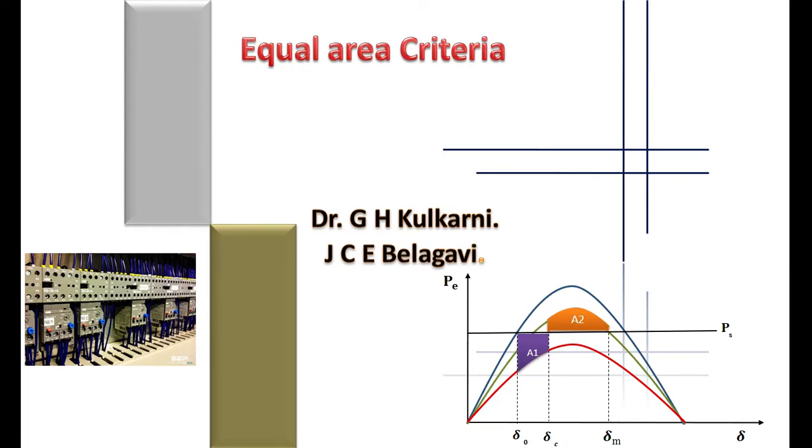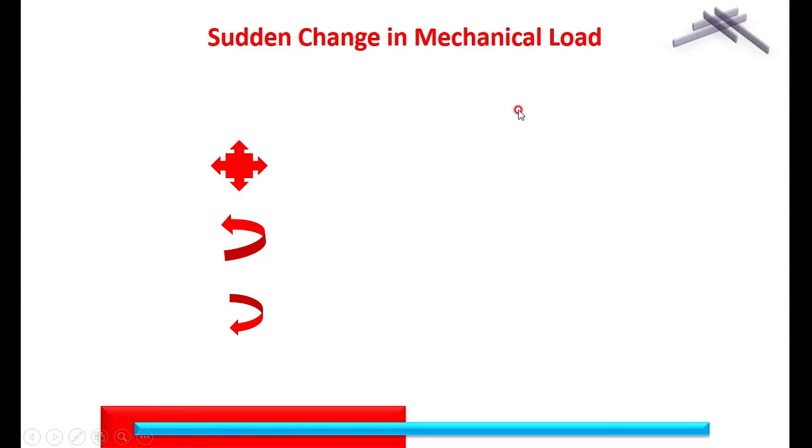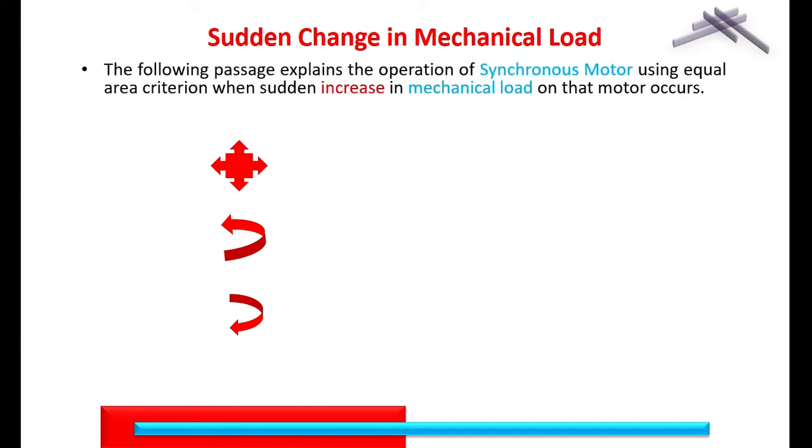Continuing with the equal area criteria for the stability studies. In this session, we will see the effect of a sudden change in the mechanical load on a synchronous motor, how there is a change in the load angle, and what happens to the rotor speed.